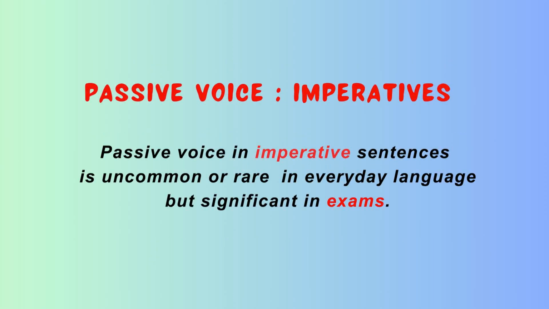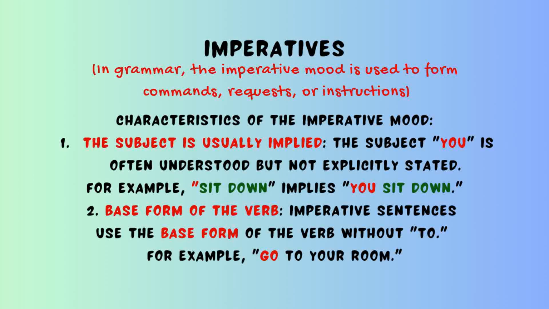Passive voice in imperative sentences is uncommon or rare in everyday language, but significant in exams. In grammar, the imperative mood is used to form commands, requests, or instructions. Characteristics of the imperative mood. 1. The subject is usually implied. The subject "you" is often understood but not explicitly stated. For example, "sit down" implies "you sit down."